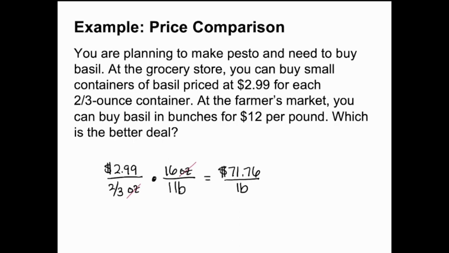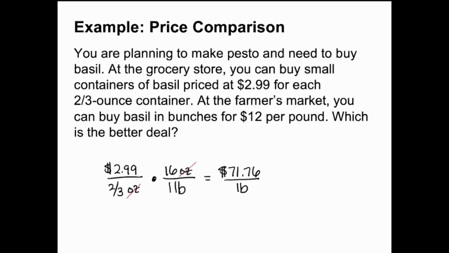So at first glance, it might look like the basil in the containers is a better price because you see $2.99, and then for the bunches, you see $12 per pound. So when you look at those numbers right off, it looks like the containers would be the better deal. But because the containers are in ounces versus the bunches are in pounds, we need to put them in the same unit to compare. And we want to put them in terms of the unit price.